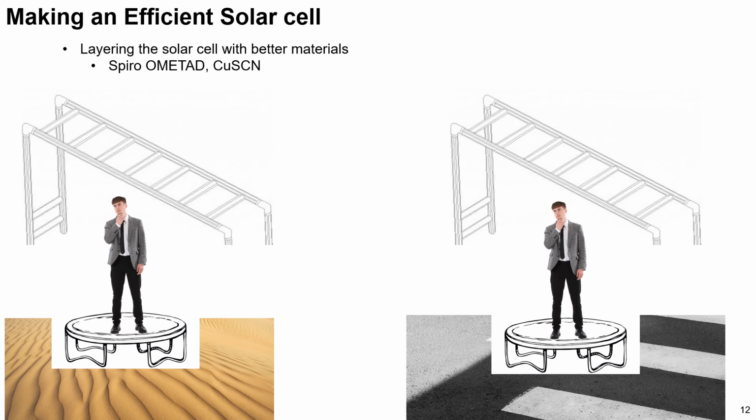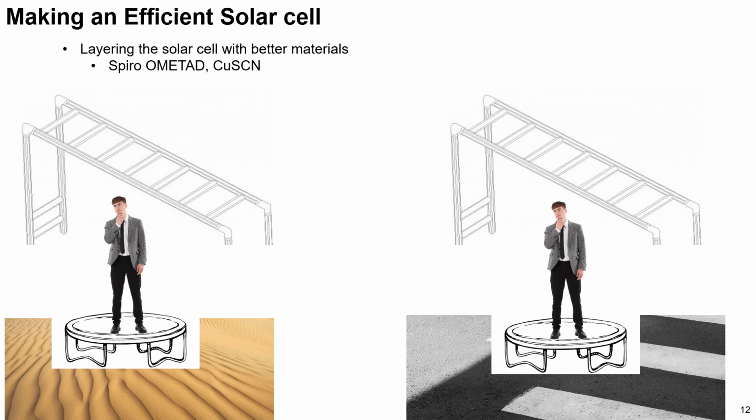In the case of a solar cell, layering the solar cell with better materials is going to help that electron get from its valence band, and it's going to help it get excited up to that conduction band. Some of the materials that they use are spiro-OMeTAD and copper thiocyanate. Now, these materials help facilitate the transport of electrons and the electron holes throughout the semiconducting material and throughout the solar cell.